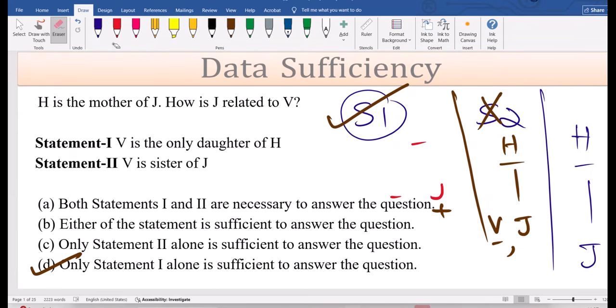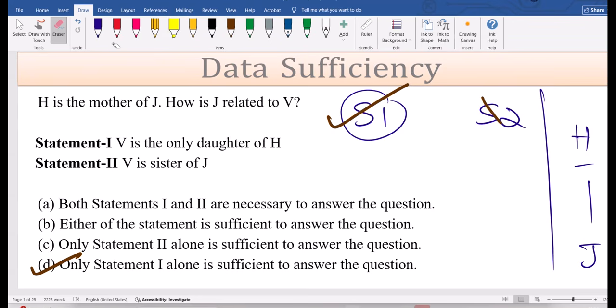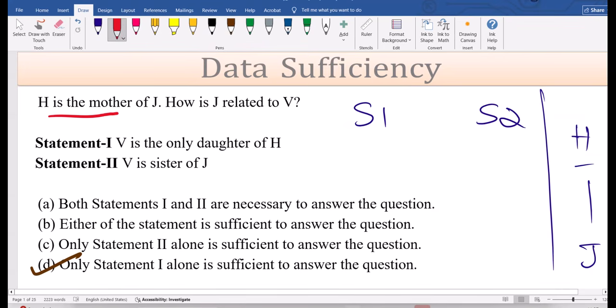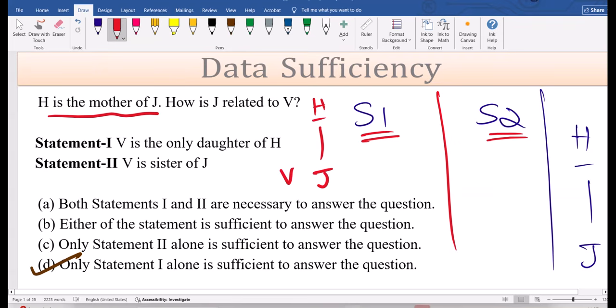You have to go for alone. In the question we already have data: H is mother of J is already available, which is given in the data already. Now to answer how is J related to V, we have to try 1 alone and 2 alone. If not possible, then go for together. If we try 1 alone, H is mother of J is available, and V is only daughter of H. So J must be son of H, then J is brother of V is concluded. So statement 1 alone I can answer.